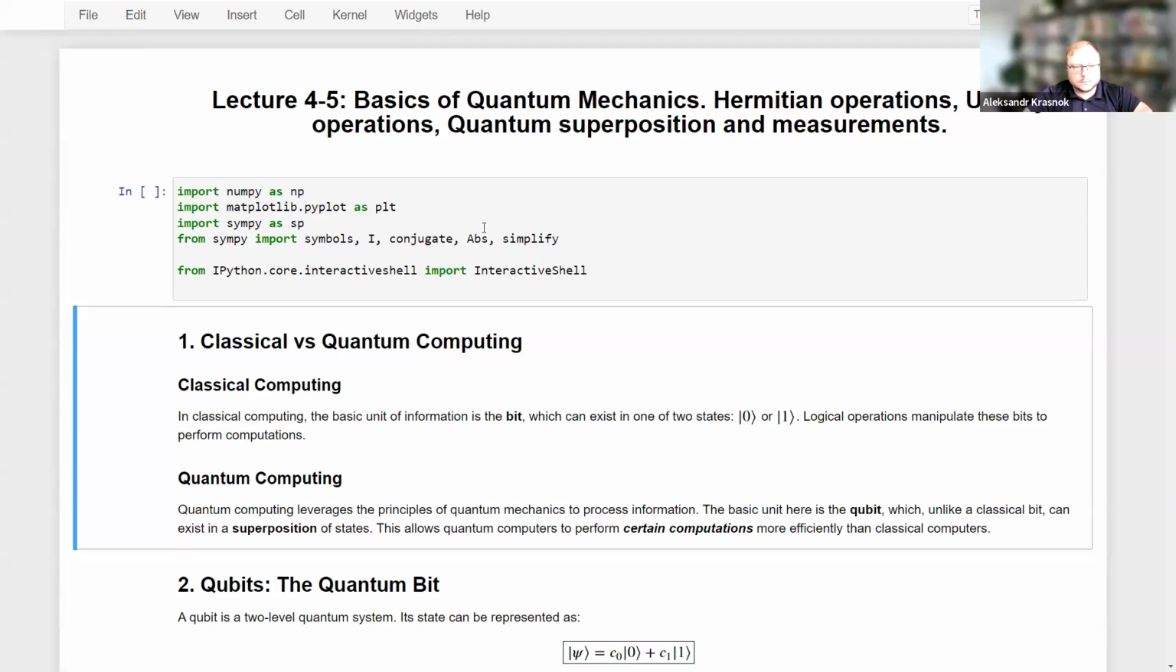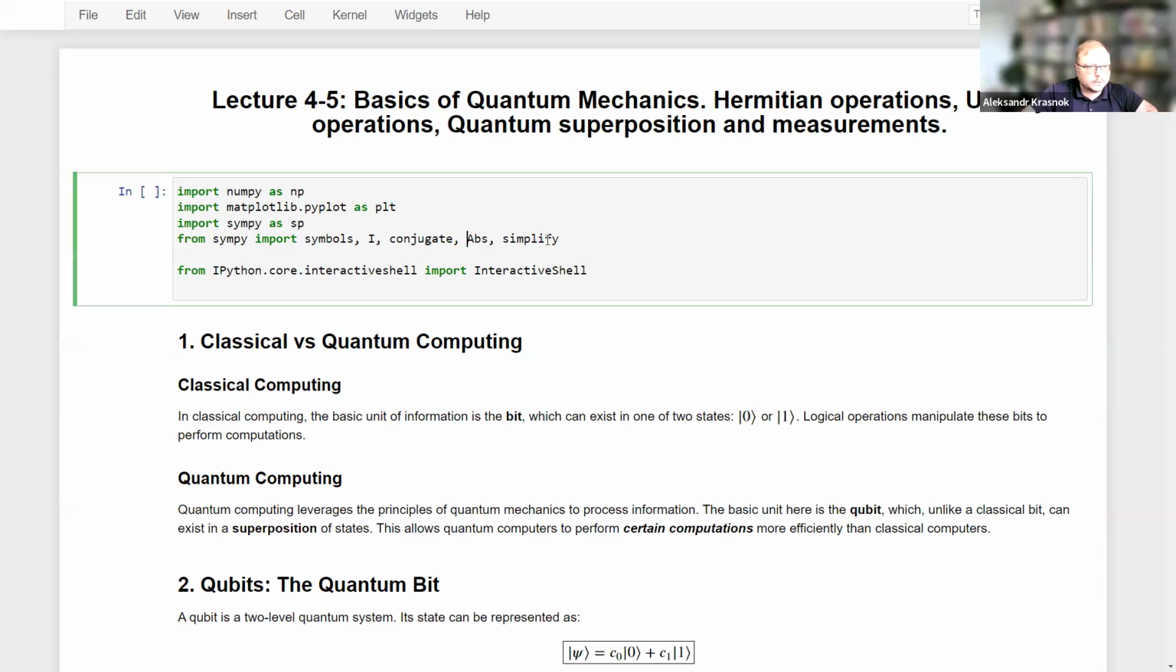Yeah, so we missed the previous lecture because of the weather conditions. So today I need to shrink two lectures into one. I combine lecture 4 and 5, and we will be talking about the basics of quantum theory and the aspects that we need for quantum computing.